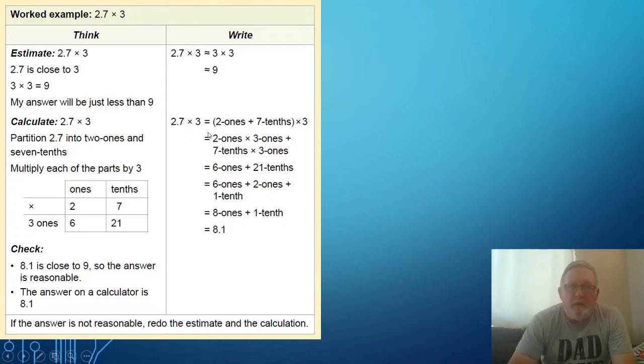Now if I look over here, 2 ones and 7 tenths, which makes up our 2 and 7 tenths times 3. So we multiply each of them out. 3 times 2 is 6. 3 times 7 is 21. The 21 tenths is then regrouped as 2 ones and 1 tenth. So when we put the ones together, we get 8 ones and 1 tenth, or 8 and 1 tenth written in digit form.